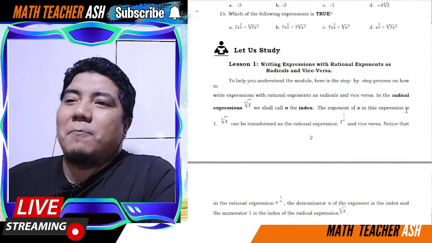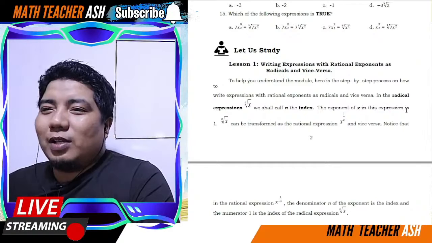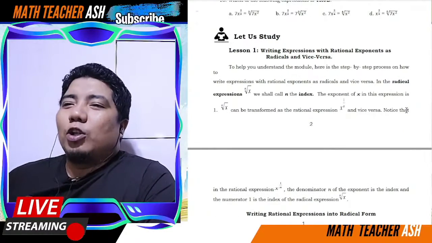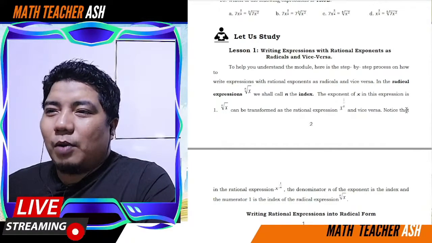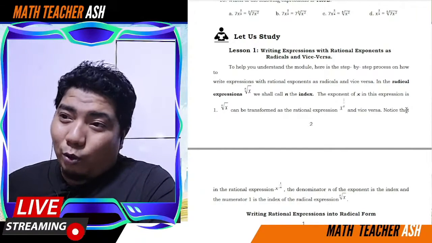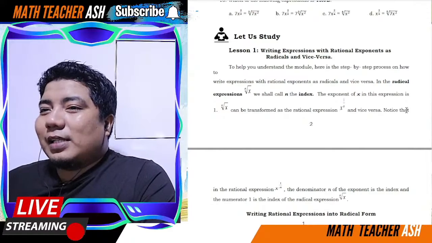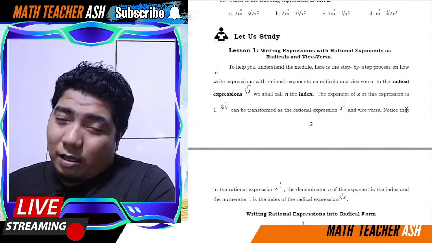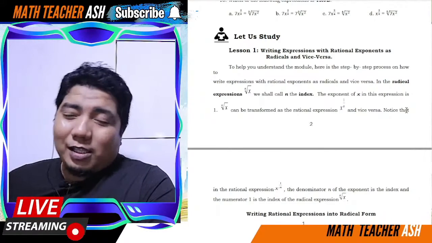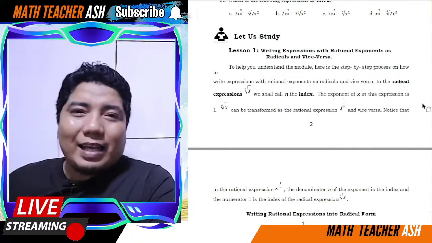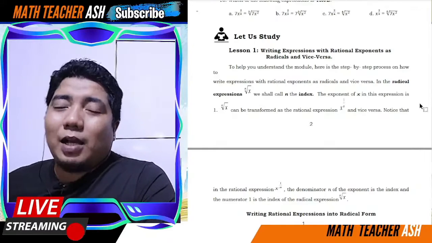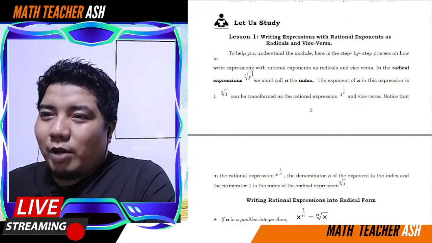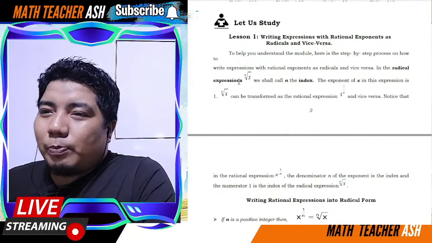So lesson 1, writing expressions with rational exponents as radicals and vice versa. Okay, to help you understand this module, ang gagawin nyo lang ay ituturo ko sa inyo ang step by step na discussion paano ba gawing radicals ang rational exponents at gawing rational exponents ang mga radicals. Okay, so ang radical expression ay yun yung merong mga square root symbol. Ayan. So ito yon, square root. In the radical expression, square root.